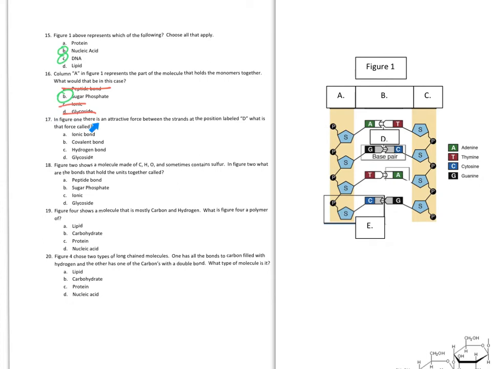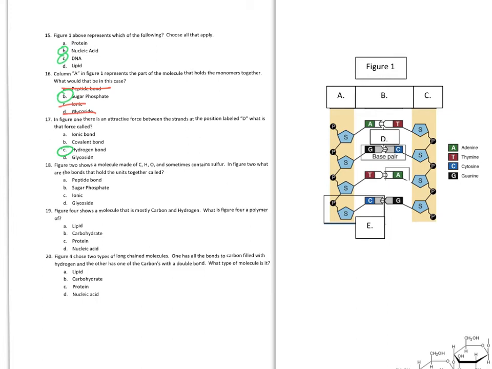In figure 1, there's an attractive force between the strands. This is one strand, and this is another strand, right? And it's labeled D. There it is. Do you see it? Some people didn't even see where the D was. What is the force called that holds them together? It's C, hydrogen bond. That's the weak bonds that are holding the two strands together.